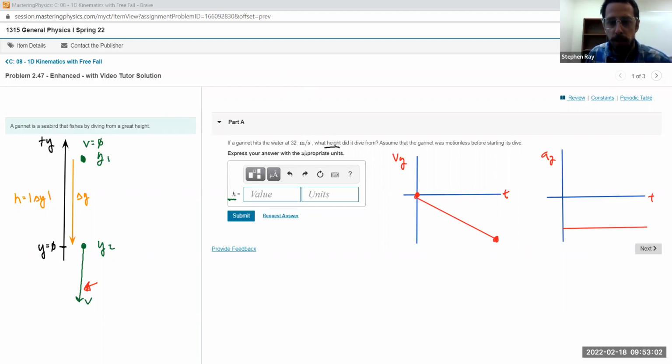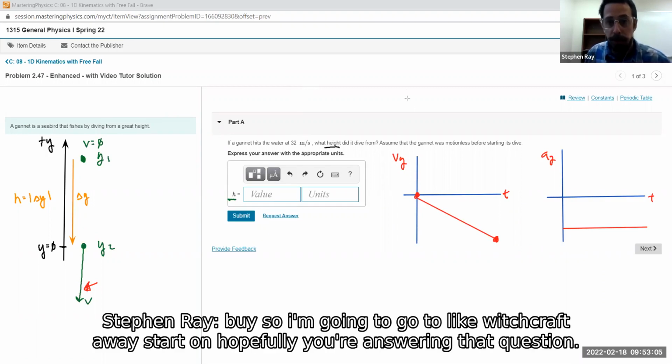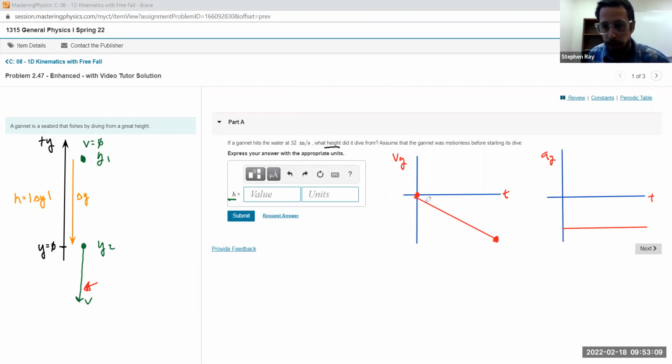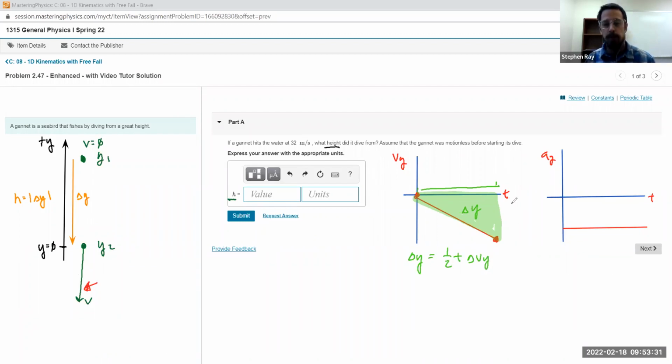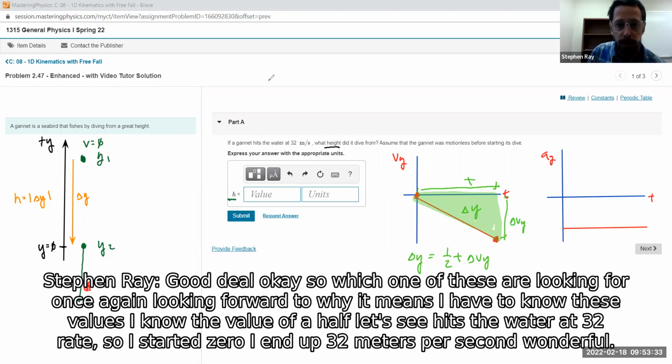I'm looking for delta y. So which graph do I start on? Hopefully you're answering velocity, because the area of the velocity graph is displacement, delta y. Wonderful. So delta y is equal to 1/2 times time times delta v in the y. There's my base, time, and there's my height, delta v in the y. Once again, it's looking for delta y.